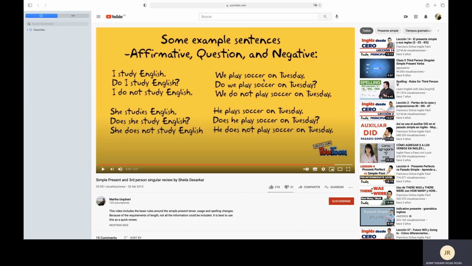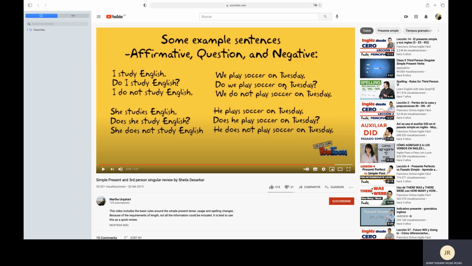We play soccer on Tuesday. He plays, because it's the verb, he plays soccer on Tuesdays. And you can notice here that we didn't change Y by I because we have a vowel, ¿ok? Entonces nosotros como teníamos una vocal antes de esta Y, por eso no aplicamos la regla número 2, sino que simplemente colocamos S al verbo para terceras personas. He plays soccer on Tuesday.